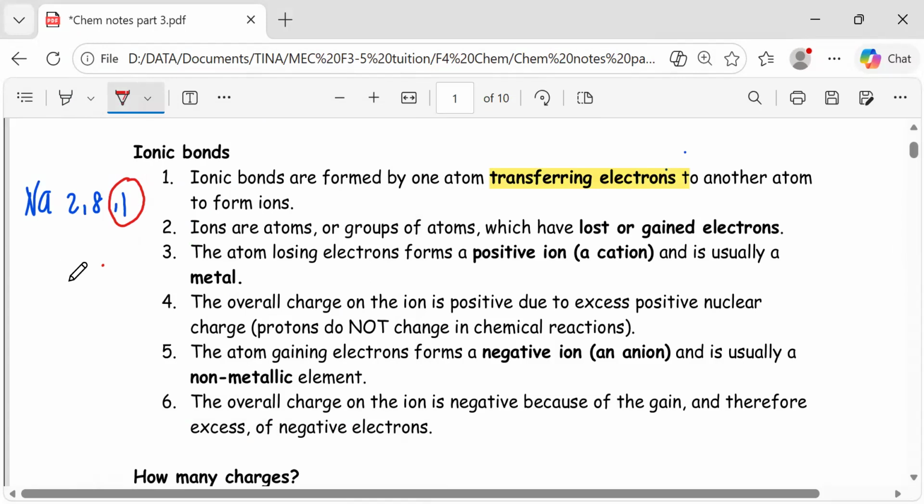Now, when sodium gets rid of an electron, you must have somebody to receive it. You cannot just say, you go, you give away. Somebody must be able to take the electron. So the one that takes the electron has to be a non-metal. For example, let's say chlorine.